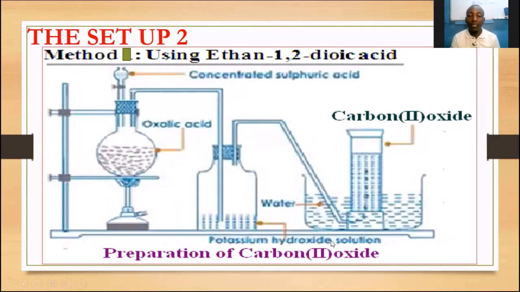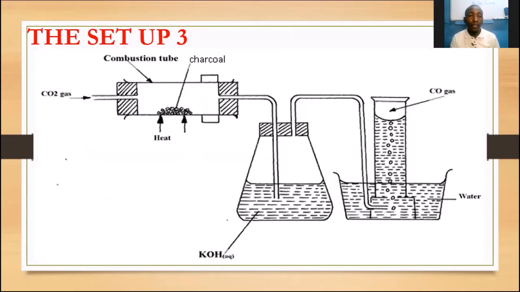And potassium hydroxide has a very good ability to absorb carbon 4 oxide, so that we can have just carbon 2 oxide. And remember, in case I do not have potassium hydroxide, I can use sodium hydroxide. That chemical can work in the same manner. Okay, that is the setup.